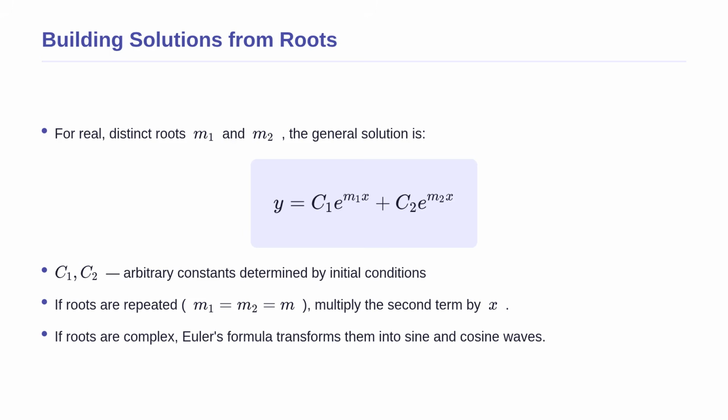Now that we have our characteristic equation, we solve it to find its roots, which we call m. Where does this final solution formula come from? It comes directly from combining our individual exponential guesses. If the roots are real numbers and distinct from each other, we simply place each root into its own exponential function and add them together with arbitrary constants c1 and c2. These constants represent initial conditions, like starting position. If the roots are repeated, we multiply the second term by x to keep them mathematically independent. If the roots are complex numbers, Euler's formula transforms them into real-world sine and cosine waves, representing physical oscillations.